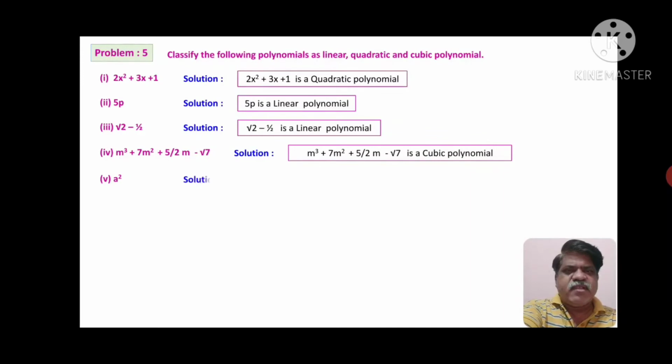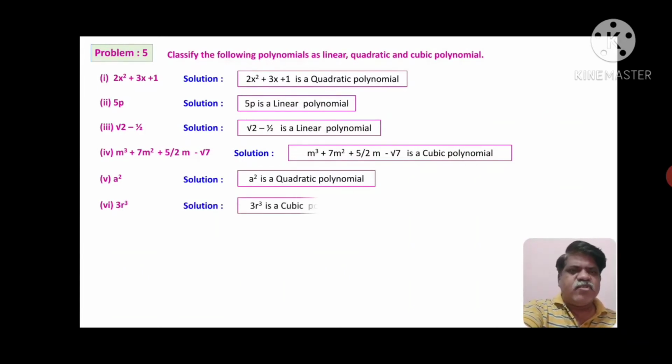Next, a square. Here you could see that a square is a quadratic polynomial, since its power is 2. The sixth one, 3r cube. Here you could see that 3r cube is a cubic polynomial. The variable r has the highest index 3.